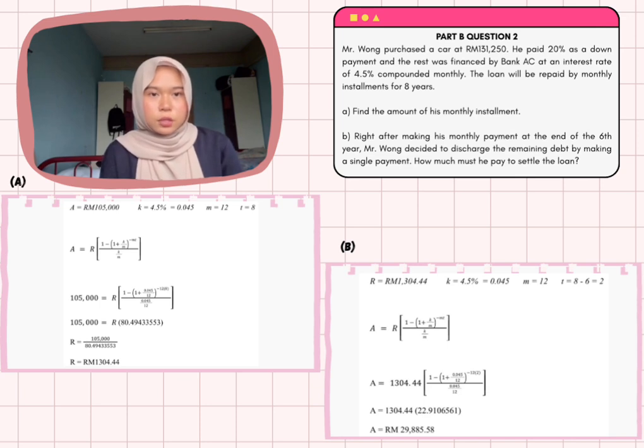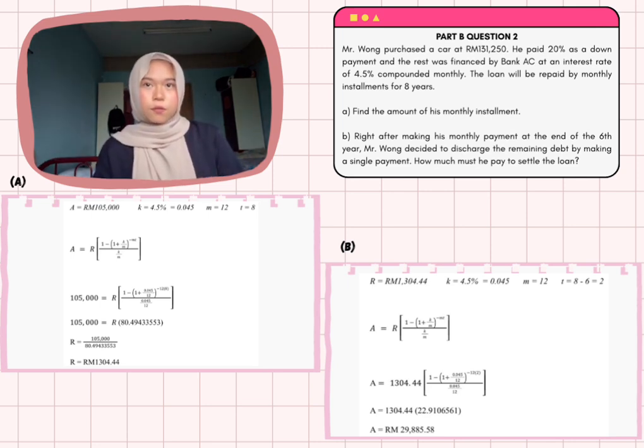So let's answer question A, which is to find the amount of his monthly installment. The value of CP is 131,250 ringgit, DP is 20%, k is 4.5%, m is 12, and t is 8 years. This question requires us to find the value of R, but first of all, we need to find the value of A by using the formula A equals CP minus DP. After we fill in the values, the amount for A is 105,000 ringgit.